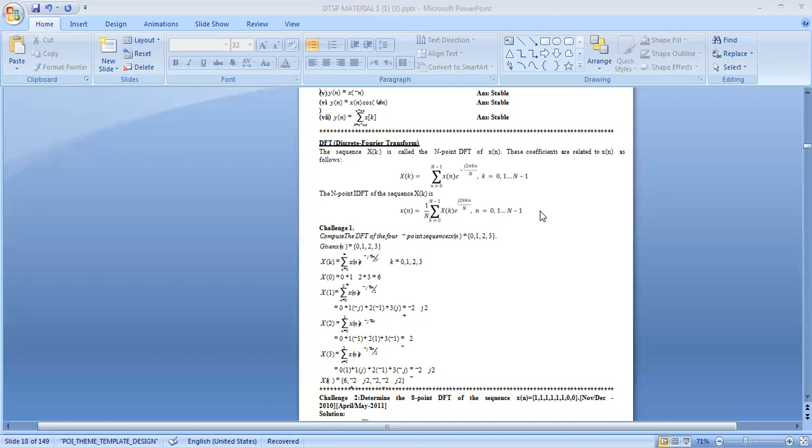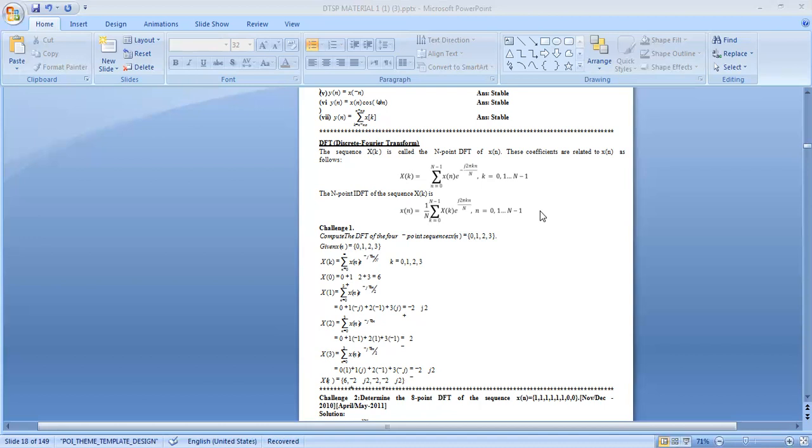So let me do the problems for calculating DFT and IDFT. The first problem is to compute the DFT of the 4-point sequence x of n equal to 0, 1, 2, 3. What is the length of the sequence? The length of the sequence is 4. That is why it is given as the DFT of the 4-point sequence. The length of the sequence is denoted by capital N, so the value of capital N is equivalent to 4.